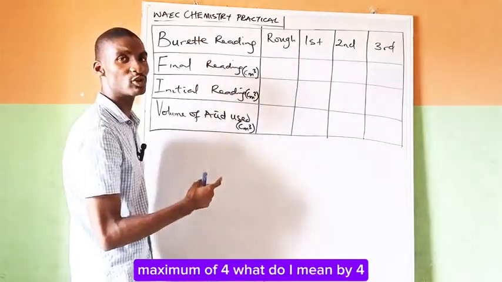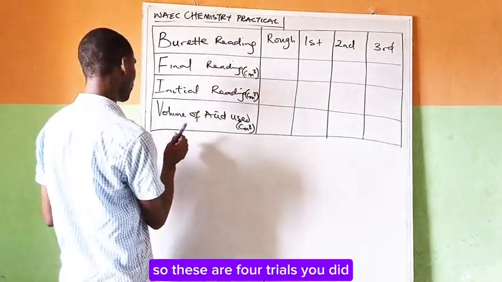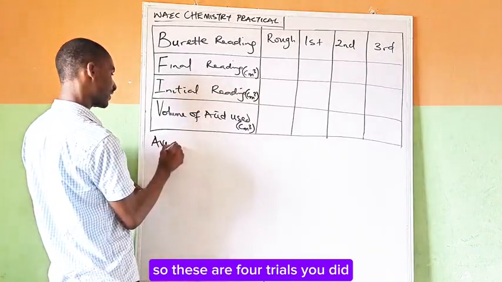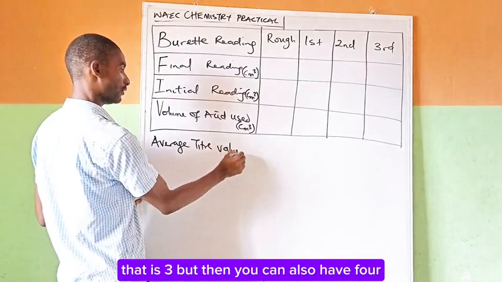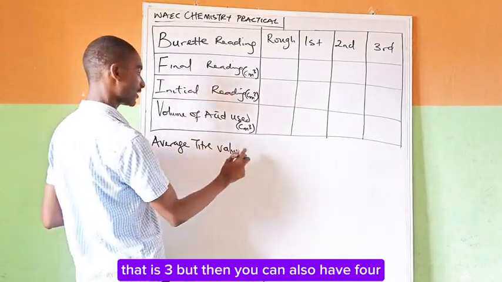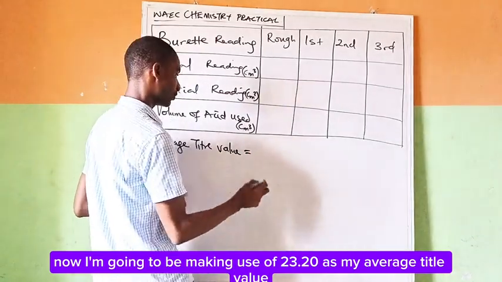I'm going to be making use of 23.20 as my average titre value, which is the same thing as average volume of acid used, is 23.20.